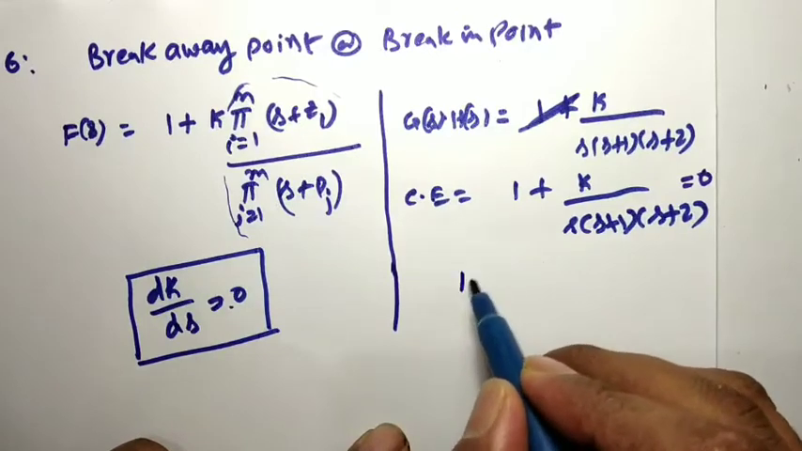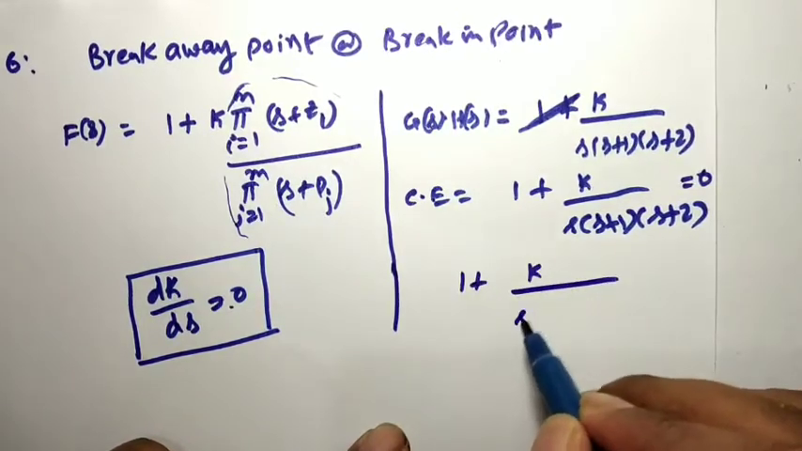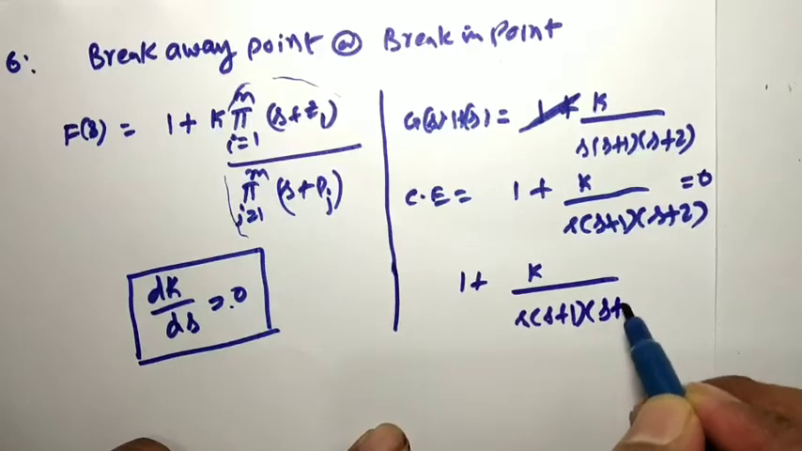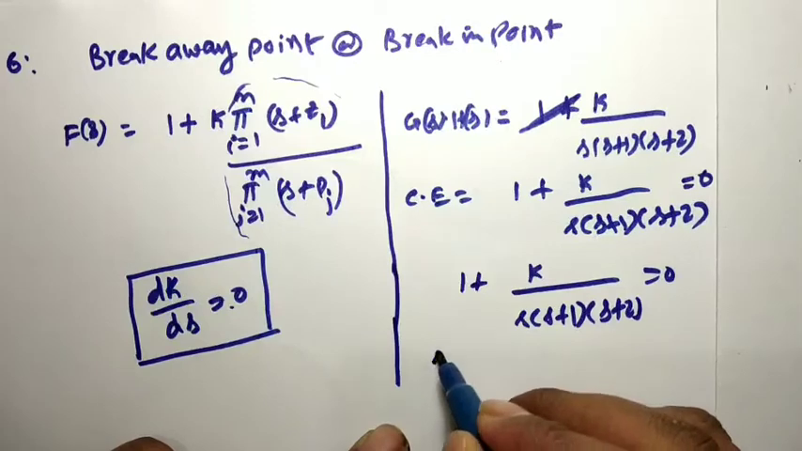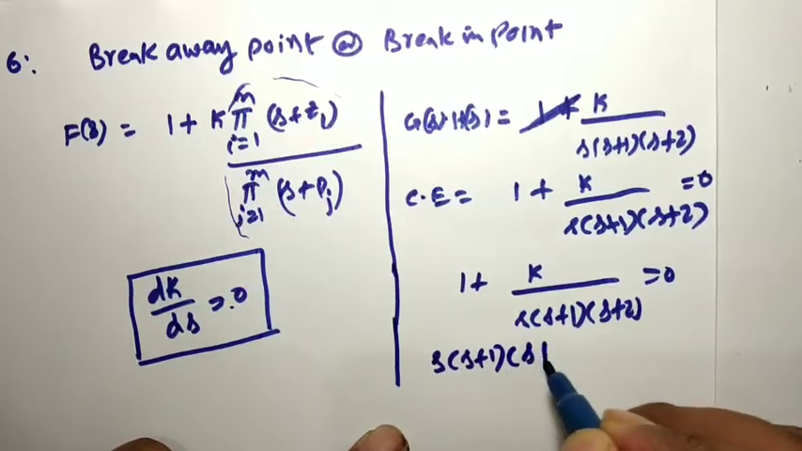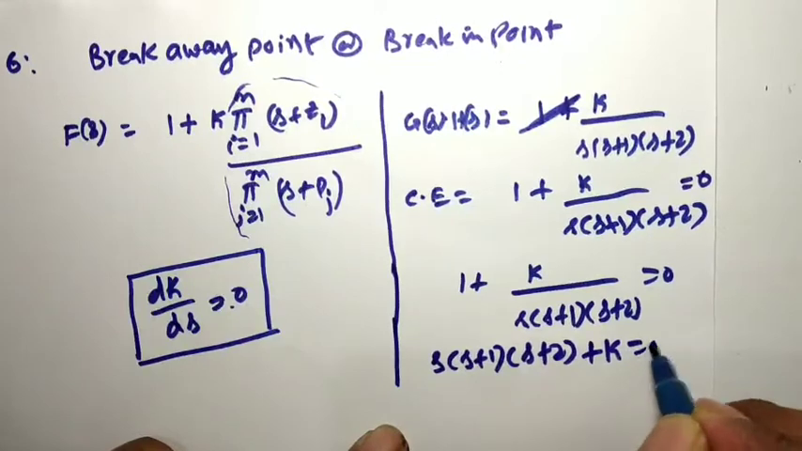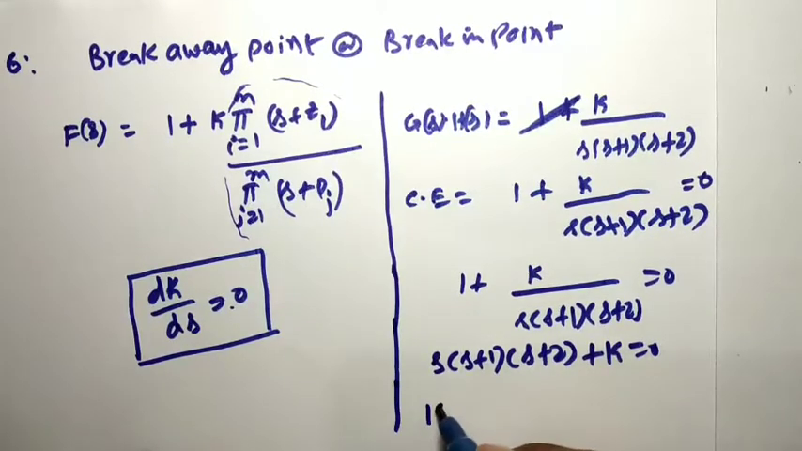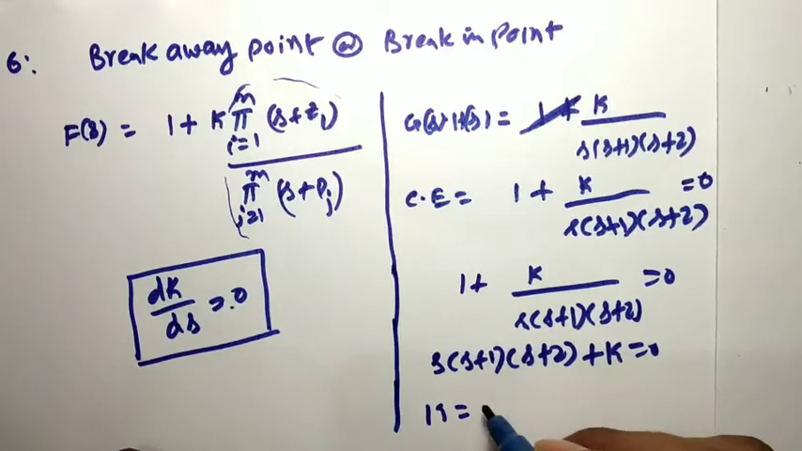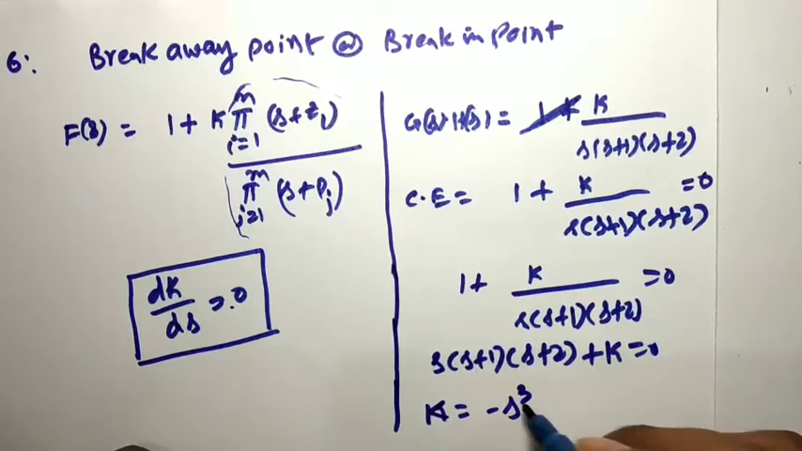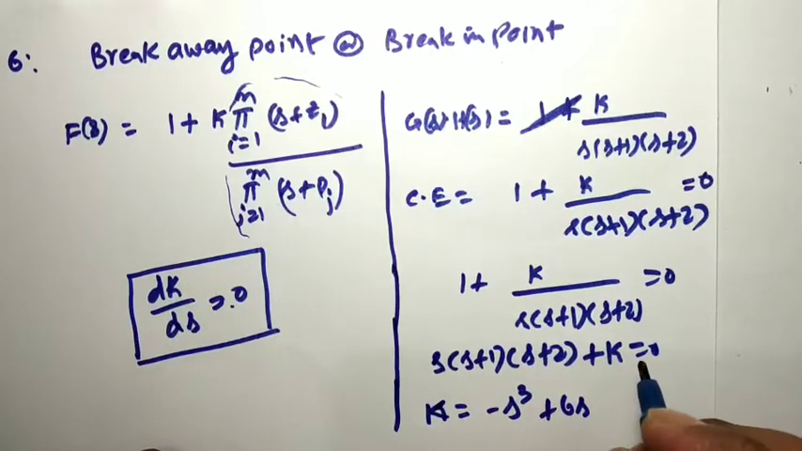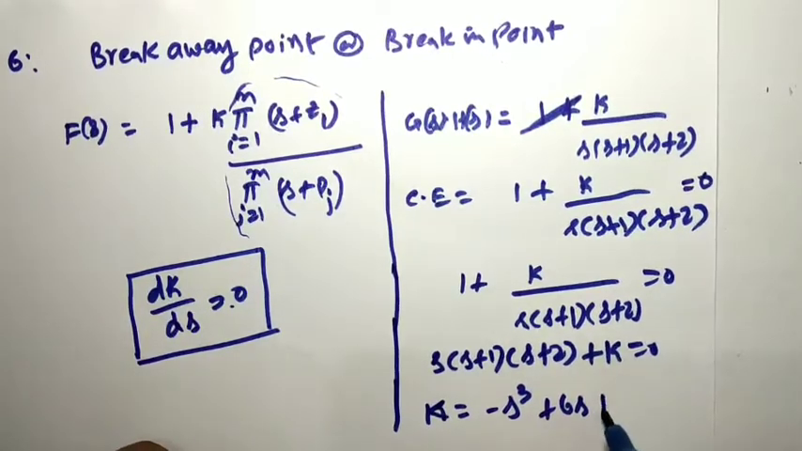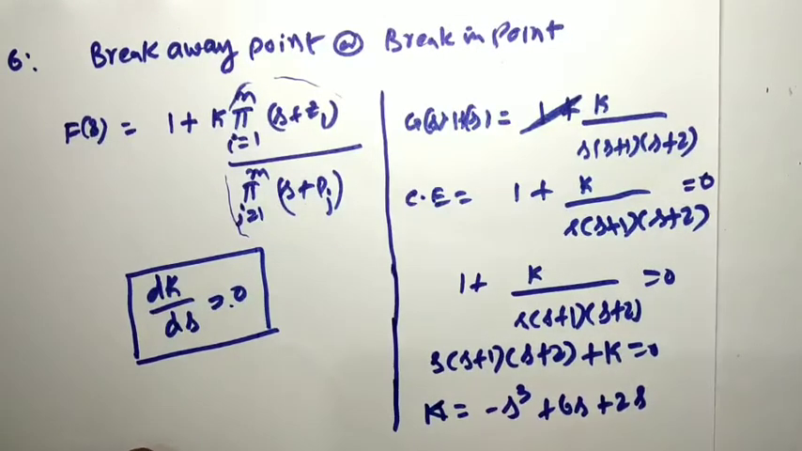So what happened? 1 plus k by s into s plus 1 into s plus 2 is equal to 0. When you take the LCM, you will get s into s plus 1 into s plus 2 plus k is equal to 0. So the k value you will get is minus s cubed minus 6s squared minus 2s. Okay, so this is the k value. If you just multiply, you will get the k value.